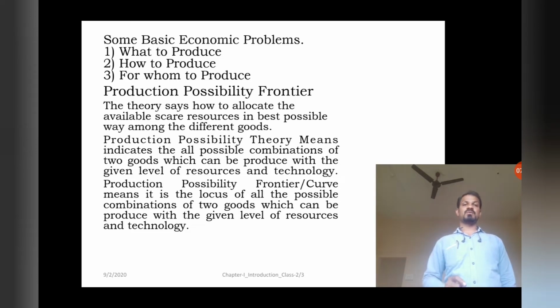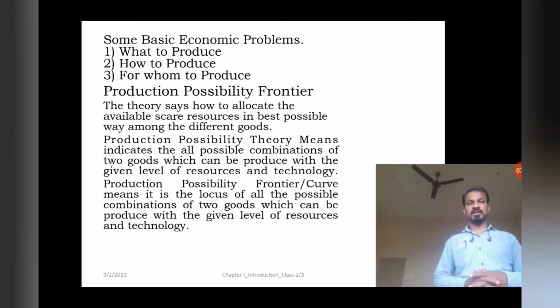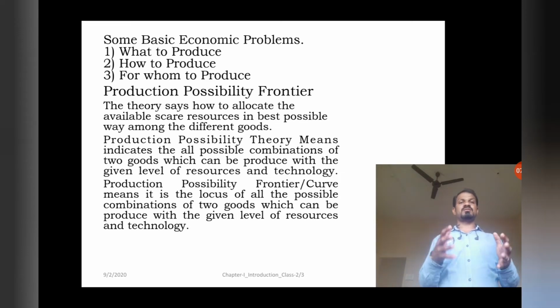We have used one more term, that is frontier. Frontier is nothing but a curve. It is the locus, it means the curve which we can draw by locusing all the possible combinations of 2 goods which can be produced with the given level of resources and technology. Locusing means adding. So by adding all possible combinations of 2 goods, we can draw that production possibility curve.